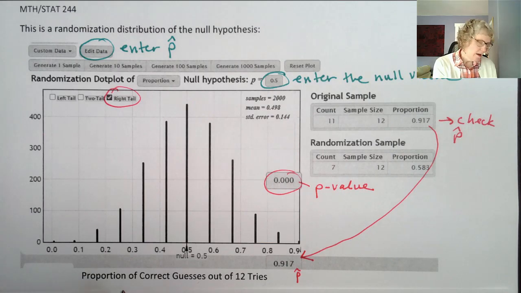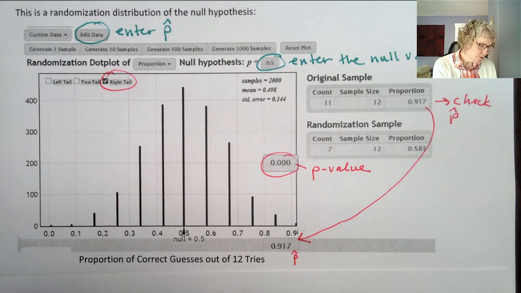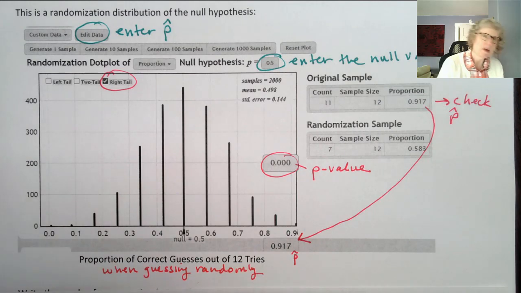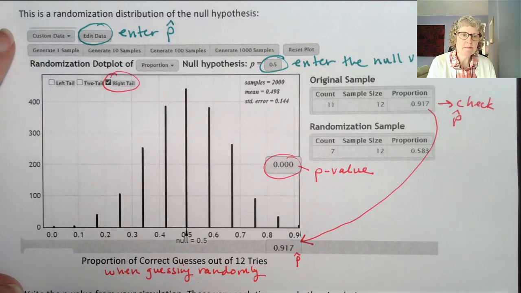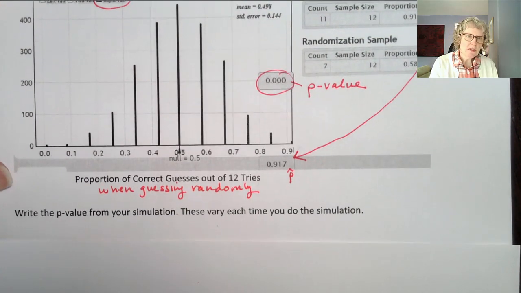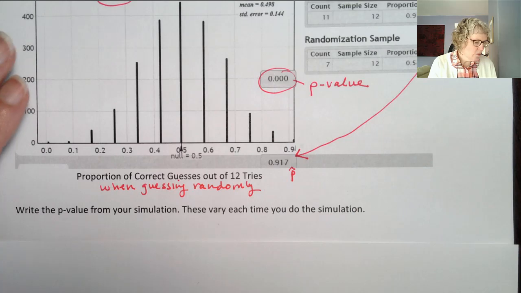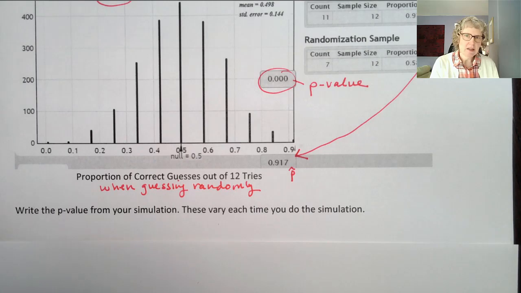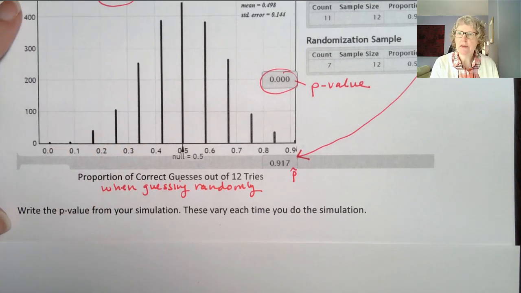And then to really understand what this graph is doing, this is the proportion of correct guesses out of 12 tries, and that's under the null. So I could say, when guessing randomly, because it's the null distribution. Now let's take our results, and I will often take the results from the screenshot simulation if it's different, just so that your notes match what you're seeing in the screenshot.